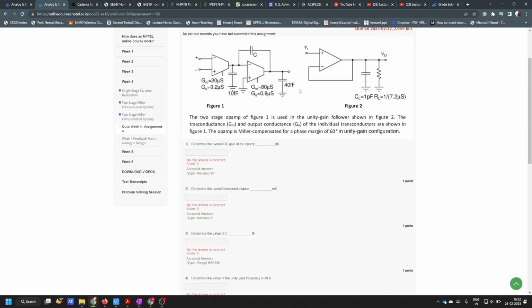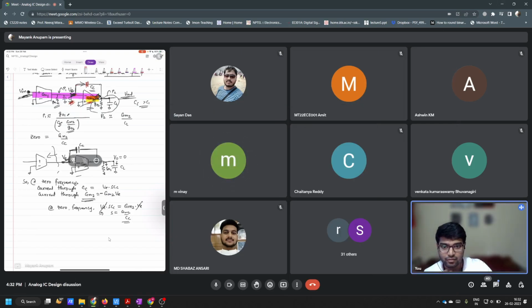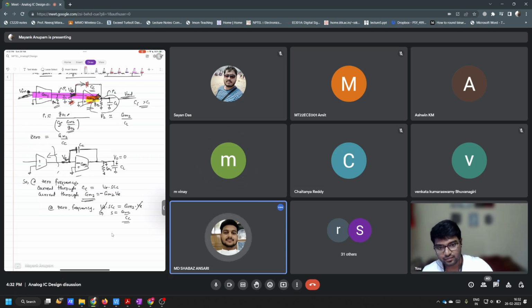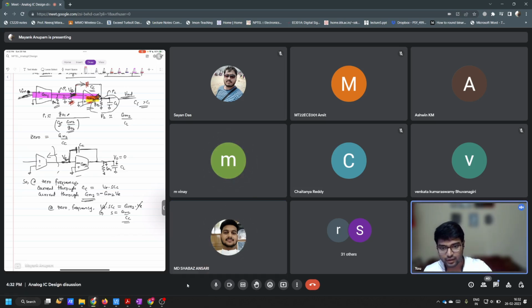Sir, I think they missed the RL. RL is also present, no, sir? GO2 equals to G. So if someone is getting the correct answer, that means something is wrong with your calculation, right? Sir, I have got the correct answer by using (GM2 GO2 plus GL) divided by (C1 plus C2 plus CL). Okay, so I got it right. So if you are using everything and getting a correct answer, means you are fine.